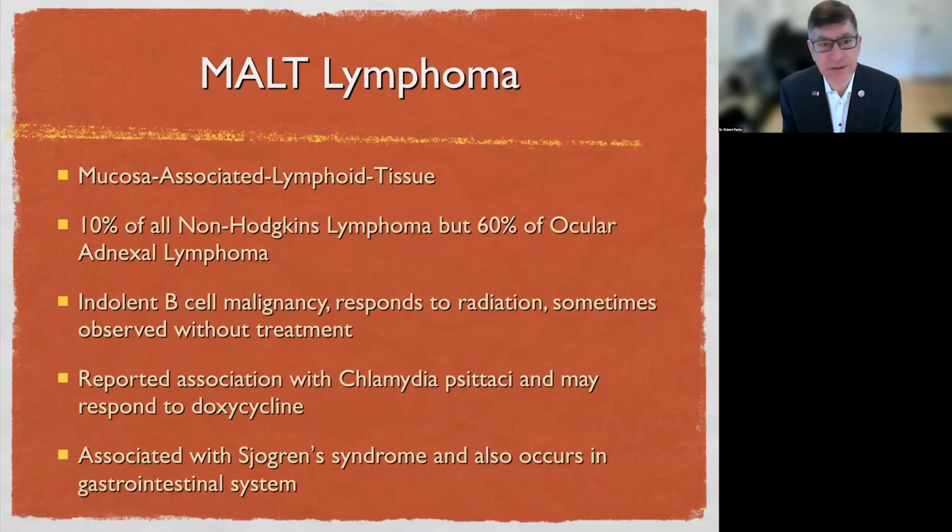This is 10% of all non-Hodgkin's lymphomas, but is 60% of ocular adnexal lymphomas. An indolent B-cell malignancy, it responds to radiation. Sometimes it can be observed even without treatment. In some places, it's associated with Chlamydia pneumoniae and can respond to doxycycline. We do see it associated with Sjogren's syndrome, and it can occur in the gastrointestinal system as well.